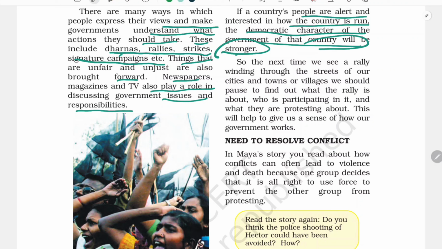So what you should do next time, whenever you see a rally winding through the streets of our cities, towns and villages, is pause to find out what the rally is about. We should stop and inquire what the rally is about, who is participating in it and what they are protesting about. This will help us to get a sense of how our government works, and then you will know why people are taking out this rally, why they are unhappy. You'll come to know the reason.